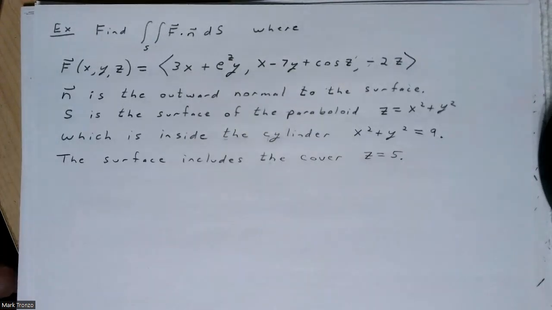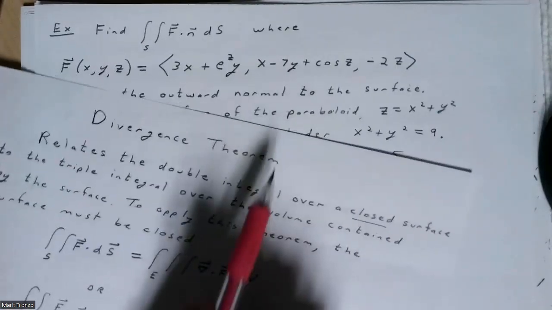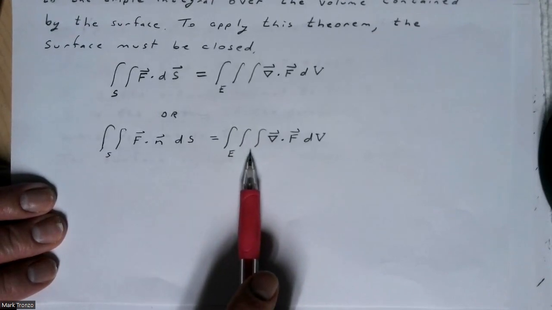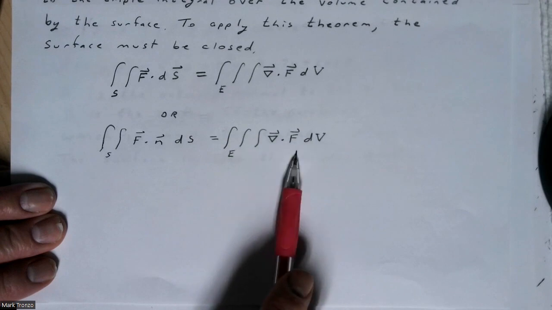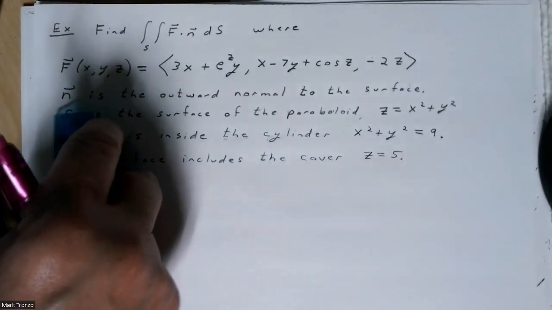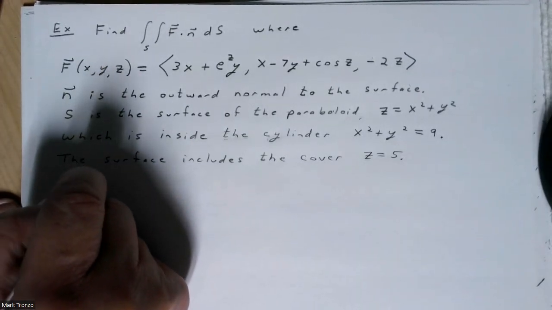Now, having the cover makes it a closed surface, so we can apply the divergence theorem. And so again, just to recall, in this case we're asked to do this integral over the surface. Instead, we could do the triple integral over the volume enclosed by that surface. And so we're going to do that. And as usual, it might help to get an idea of what the surface and volume look like.